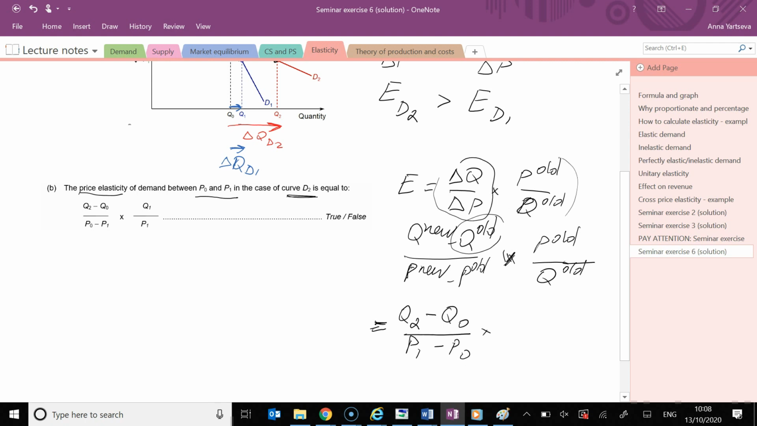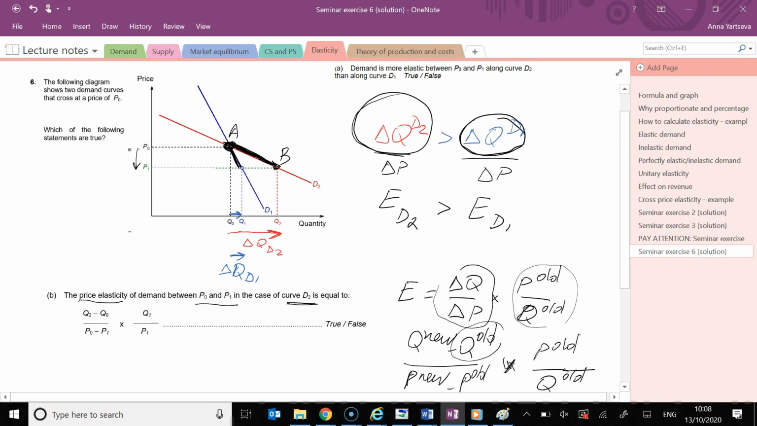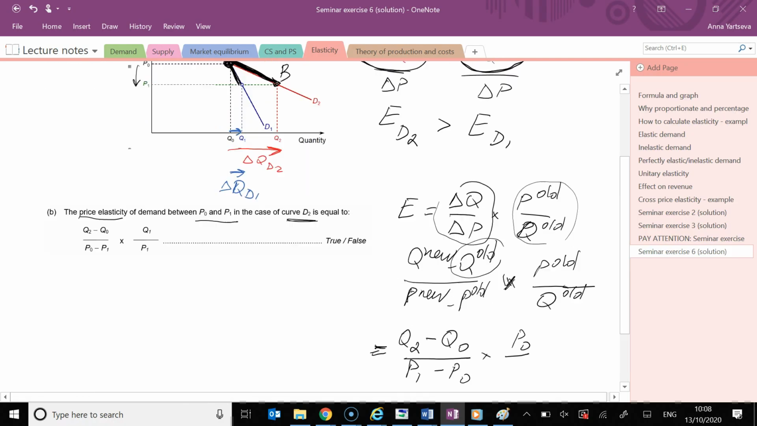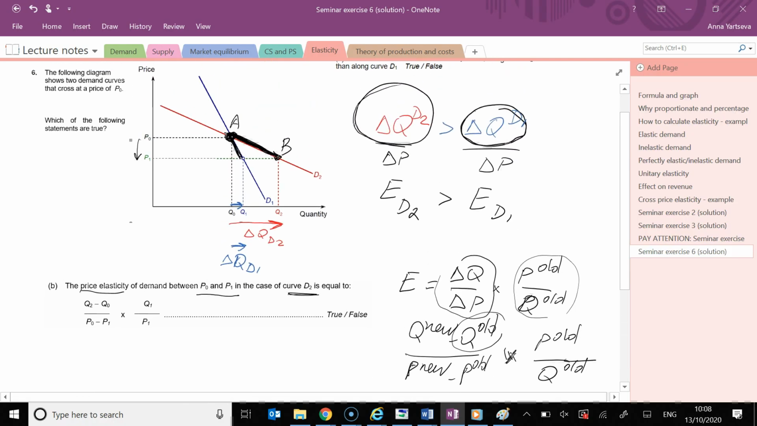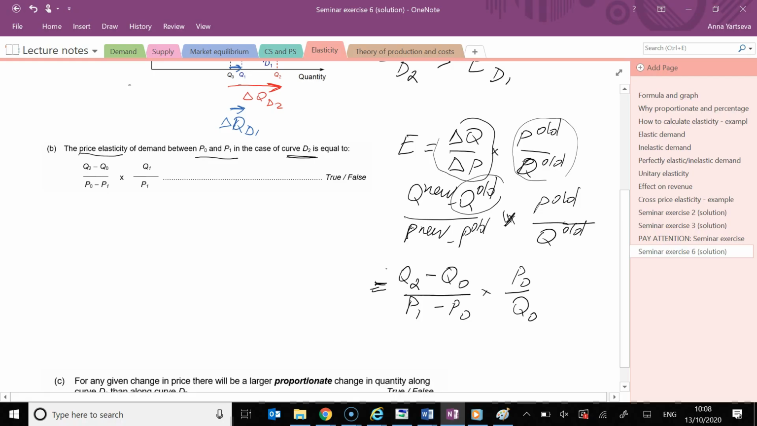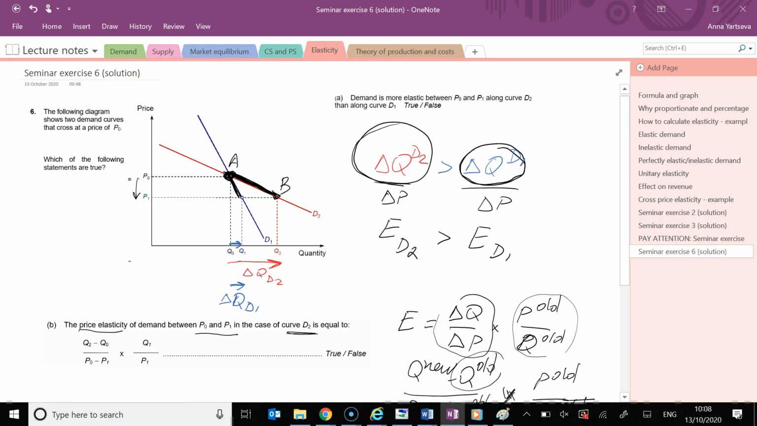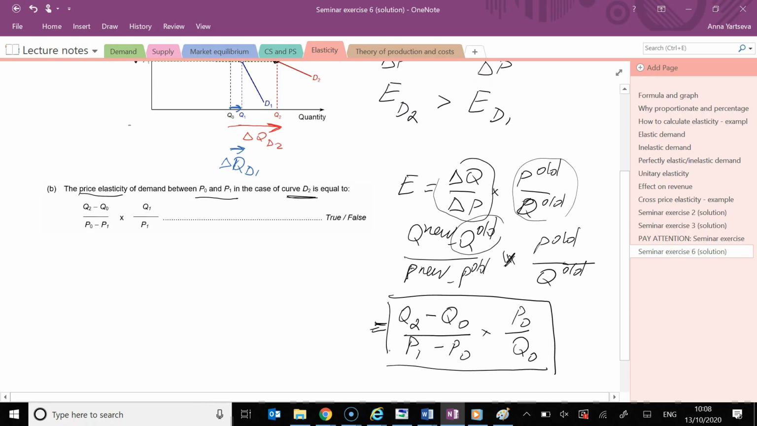Now we are focusing on the second part. Price old. Original old price at point A used to be P0, and quantity old at point A used to be Q0 too. That's the formula which describes the elasticity of demand for our segment between points A and B. This is the correct formula, and now let's compare it with what we were given.